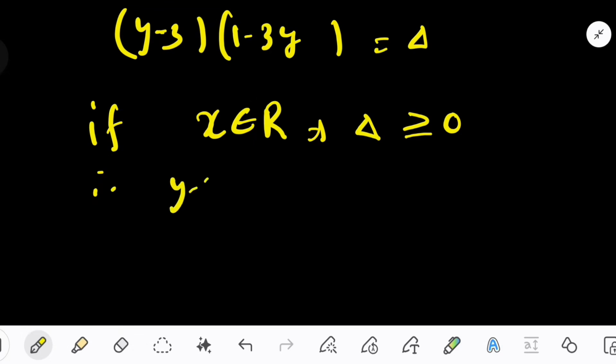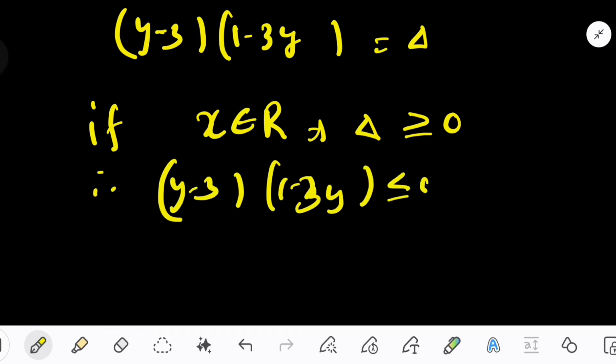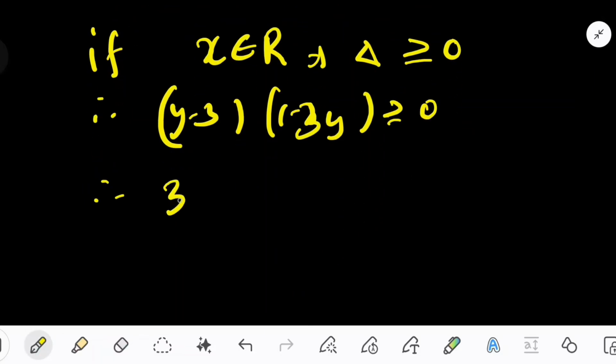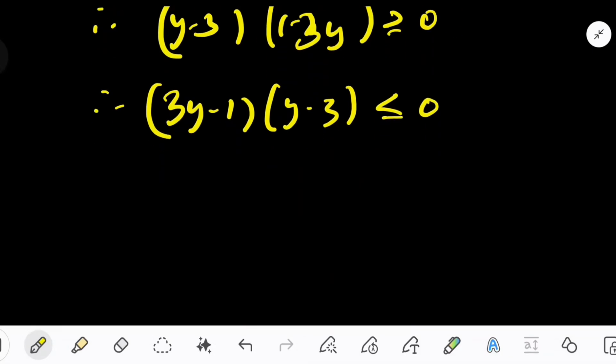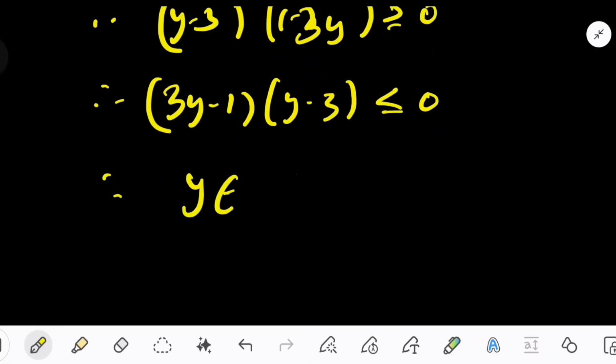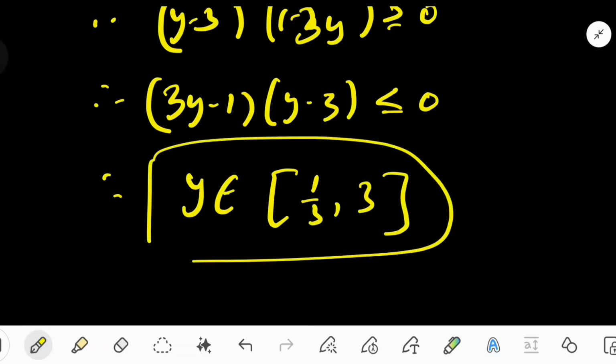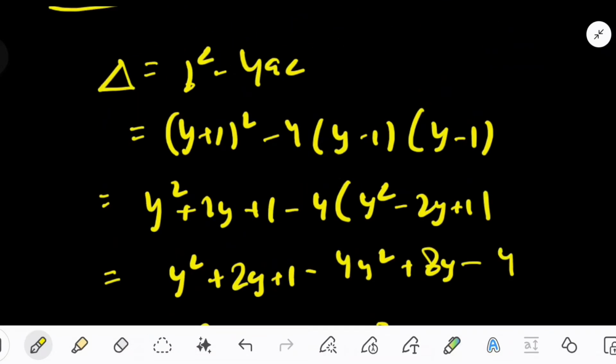Hence we have y minus 3 into 1 minus 3y greater than or equal to 0, correct? Hence 3y minus 1 into y minus 3 less than or equal to 0, hence y belongs to 1 by 3 to 3. That is the domain, and that is how you find the domain in this case, right?